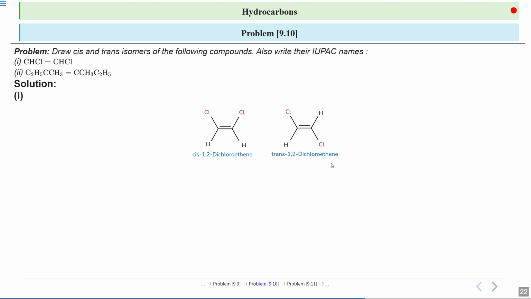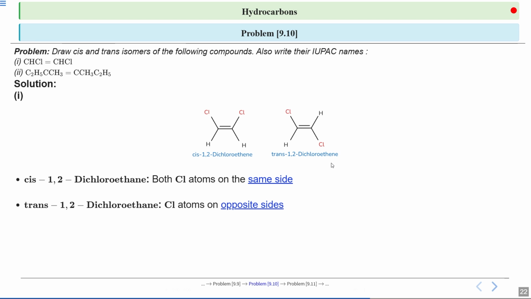This diagram will help us visualize how atoms are arranged differently in each isomer. Name of the cis isomer of the compound is cis-1,2-dichloroethene. In this isomer, both chlorine atoms are on the same side of the double bond. This arrangement can affect the compound's physical properties like boiling point. And the name of the trans isomer is trans-1,2-dichloroethene. In this isomer, the chlorine atoms are on opposite sides of the double bond. This different arrangement can lead to a different chemical property compared to the cis isomer.